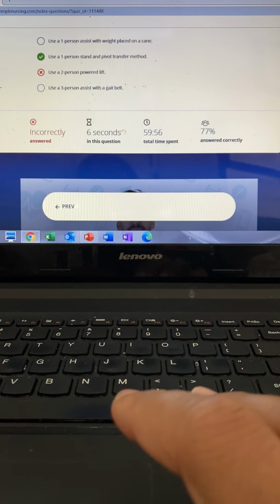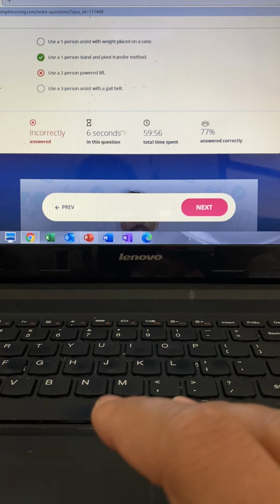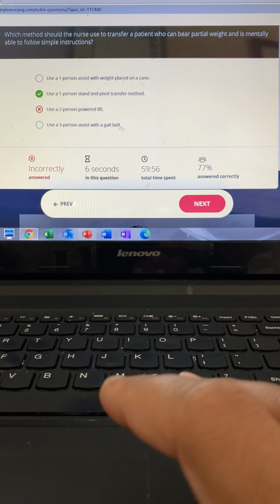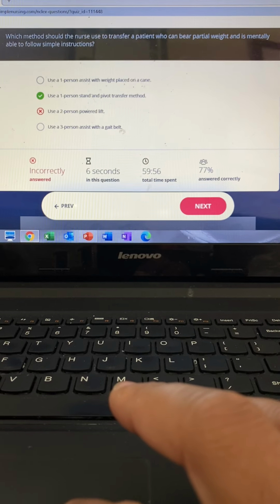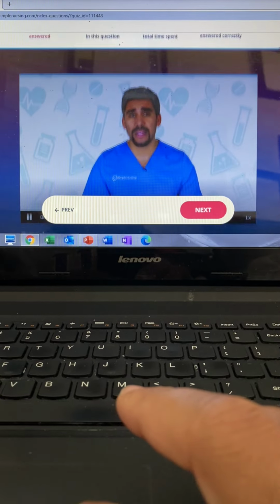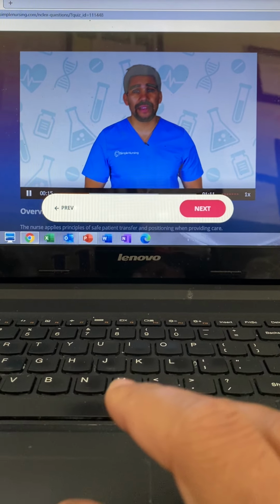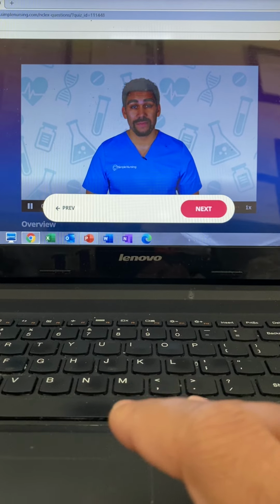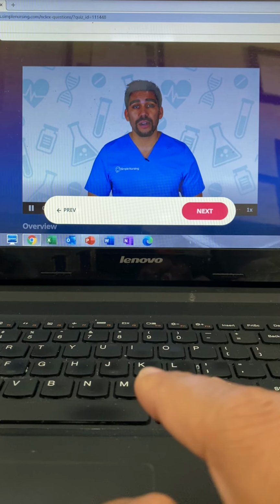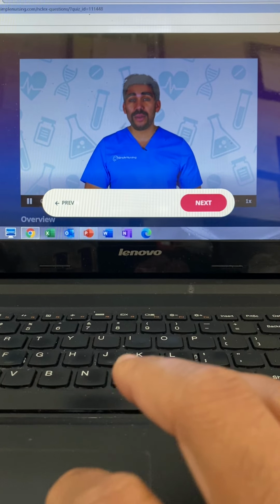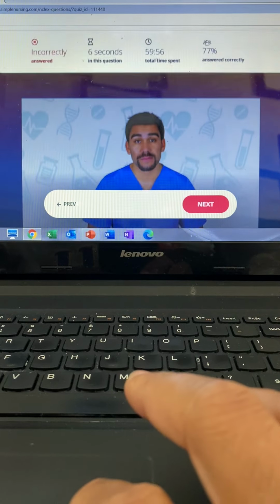Now, using our 3 steps, let's break this down. This question is asking for transfer methods to use for the key problem, patient who's able to bear partial weight and follow simple instructions. Guys, those are really big keywords there. So we're immediately thinking, guys, they need some assistance, but not full assistance. So a solution we're looking for are correct ways to move this patient. Remember, keywords, bearing weight, and they can follow instructions here.